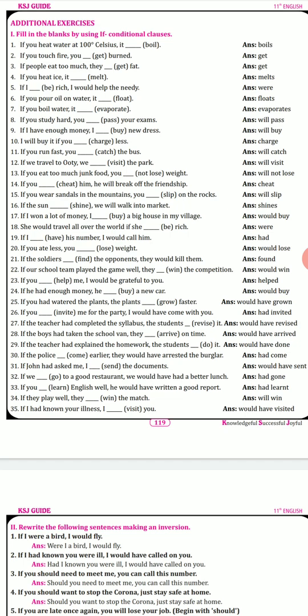And then question number 17: if I won a lot of money, I (buy) a big house in my village. This is an improbable condition because the subordinate clause is in simple past tense. So here we have to use simple future, but in past form. So will buy is future tense, and then we have to change it into past form. So will buy becomes would buy. So would buy is the answer.